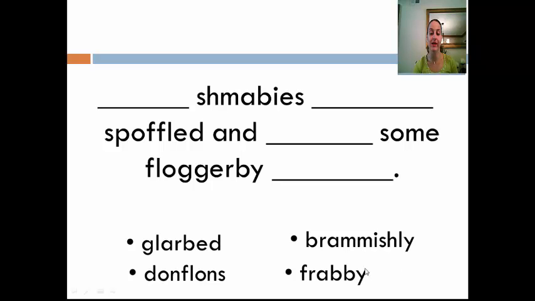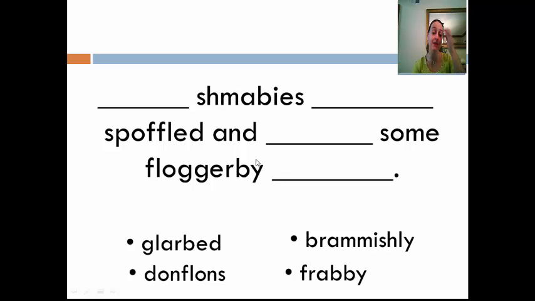So if we look at the first word, Frabby, we can see that the Y at the end of Frabby reminds us of an adjective, right? And we know that adjectives go before nouns. We know that schmabies looks like a noun because it carries the suffix ies, which we know is the plural suffix. And then Bramishly has the ly, and we know that adverbs go before verbs, and adverbs contain that ly. Glarbed has that ed ending, and so that would signify to us that it's a verb, so it goes with spoffled and glarbed. And then floggerby looks like an adjective to us, right?